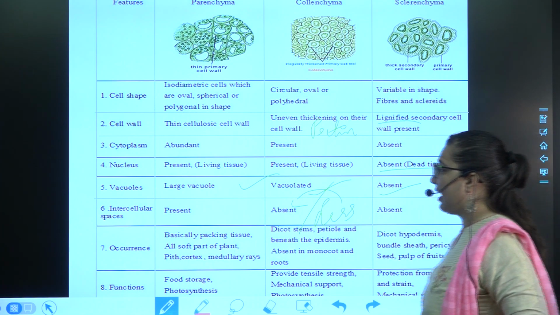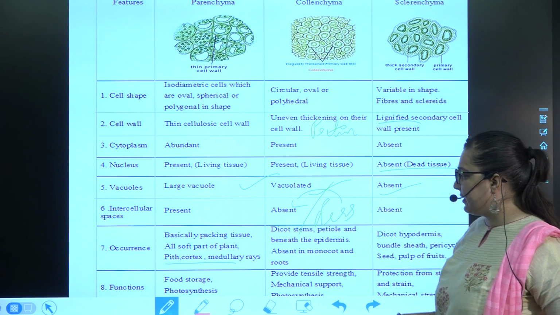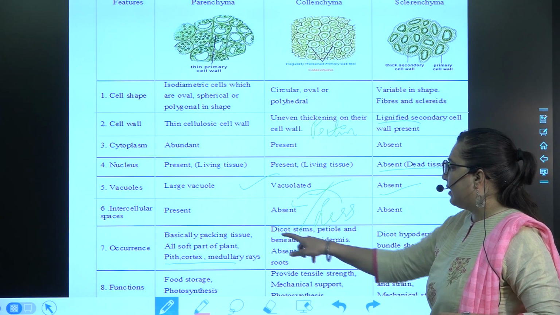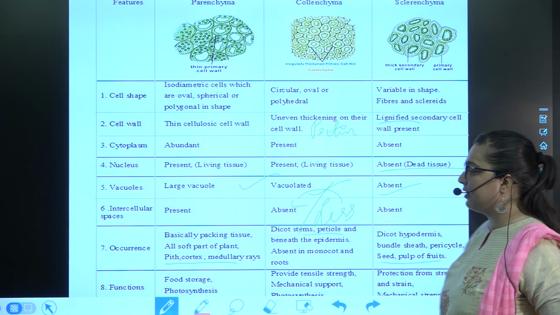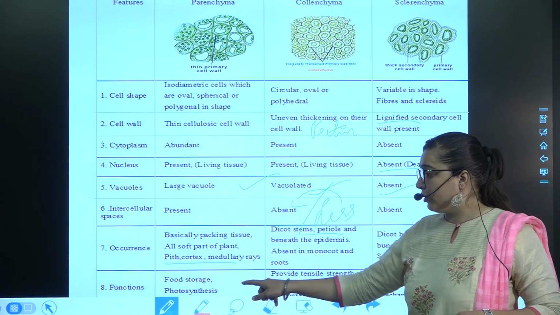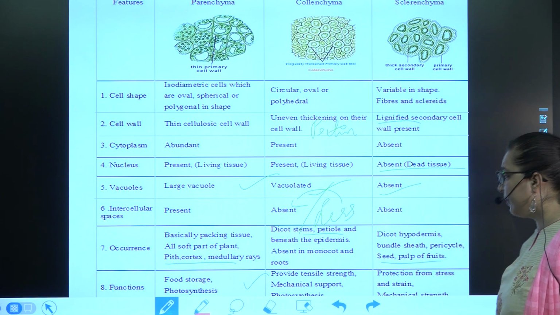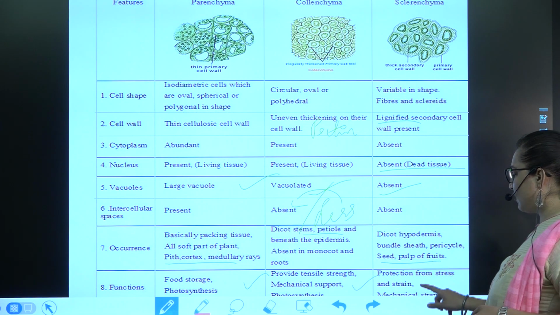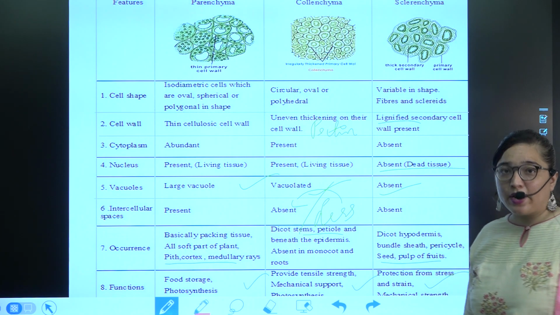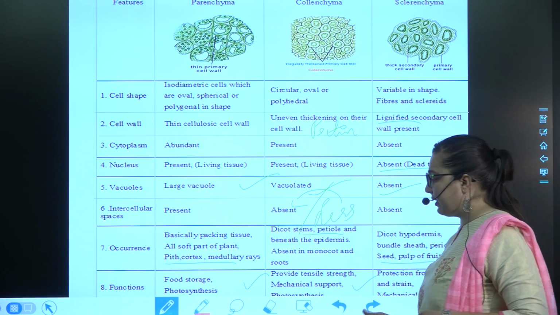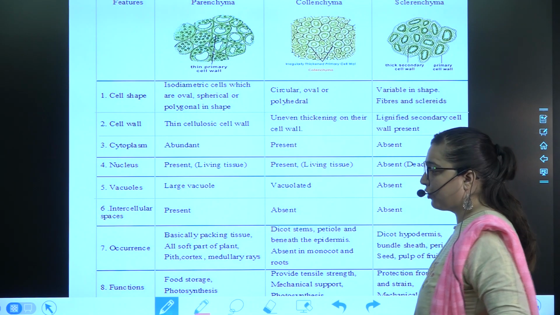Coming to the occurrence, they are basically the packing tissues. It is present in the pith, cortex and in the medullary rays, while these are present in the stems, and over here these are present in the seeds. Coming to the functions, they help in storing food. Also they provide buoyancy. These give mechanical strength, and the sclerenchyma also provides some kind of strength. Ultimately they help the plants to grow.